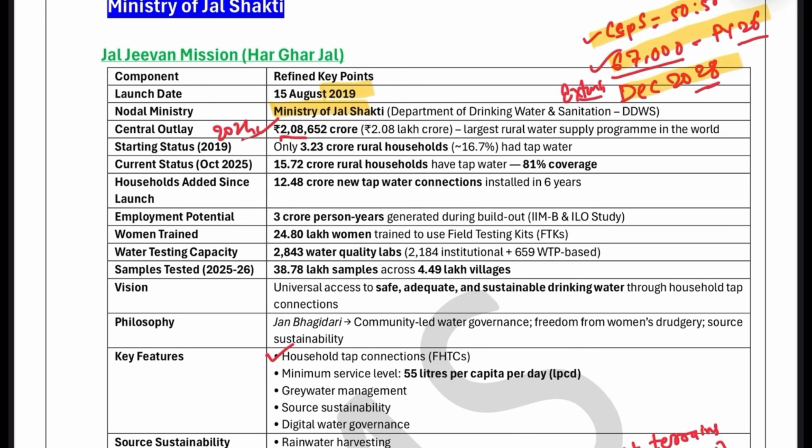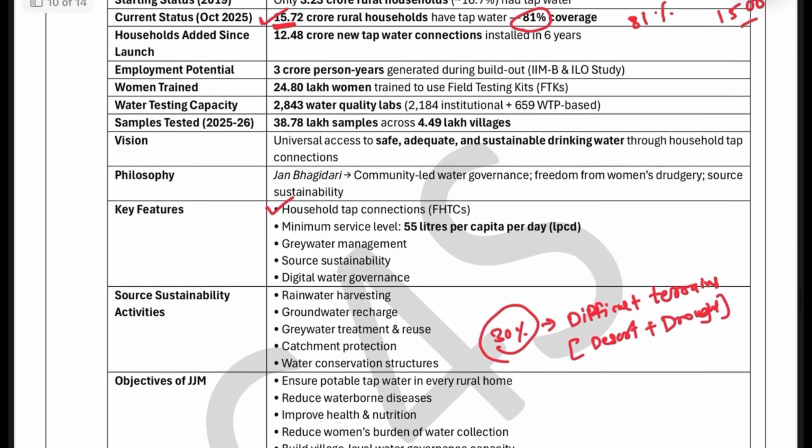Till 2024, the outlay from the center was 2.08 lakh crore, but remember the outlay for financial year 26, that is more important. Right now 15 crore rural households have tap water connections, and the coverage is 81%. These are recent numbers, so these are important. 81% coverage, 15 crore rural households have tap water connections right now.